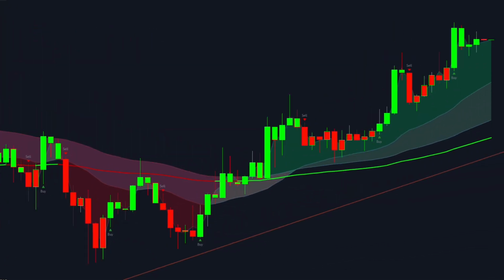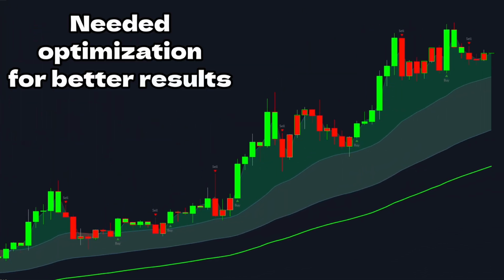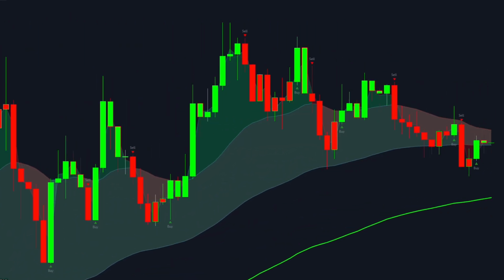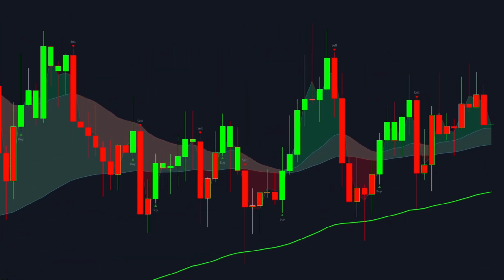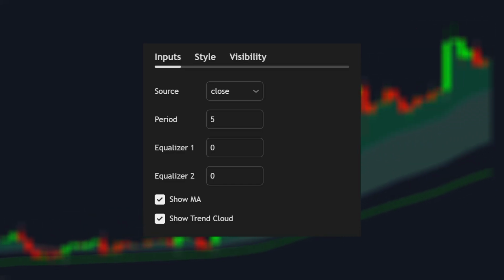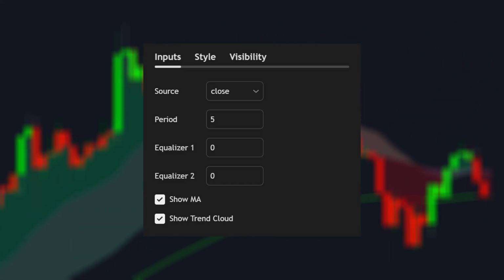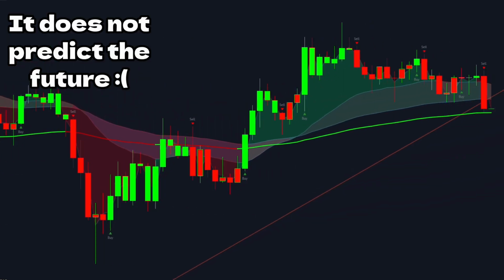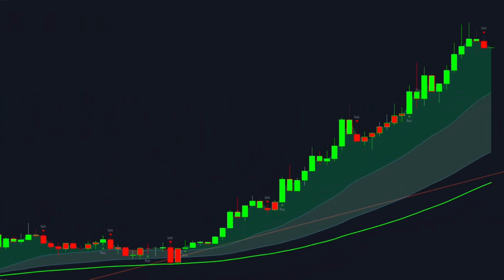But with the pros is the cons. This indicator needed a whole lot of optimization. Unlike the Adaptive Trend Flow, this indicator requires tweaking. The user has to adjust period, equalizers, and custom settings to get optimal results. There's no guaranteed edge. Like all indicators, it doesn't predict the future. It only reacts to price action.